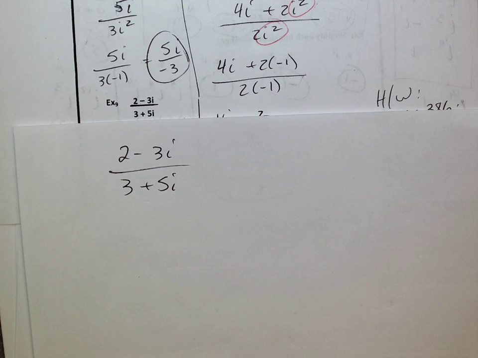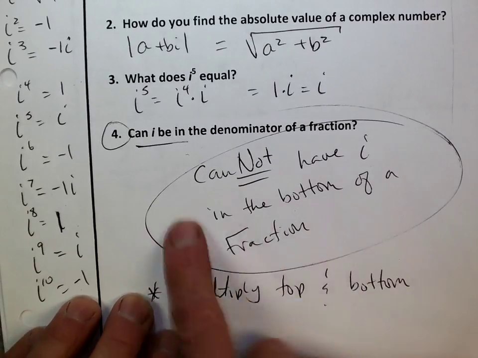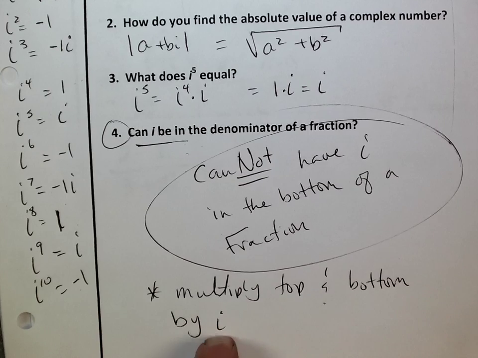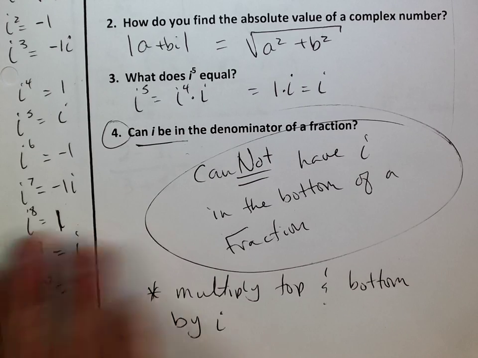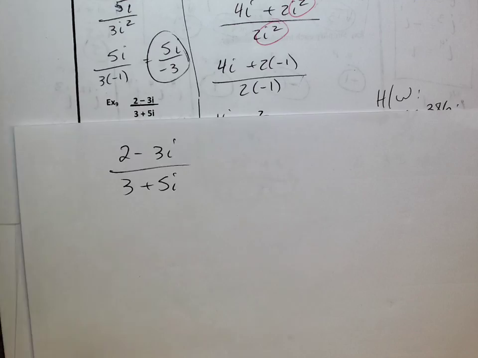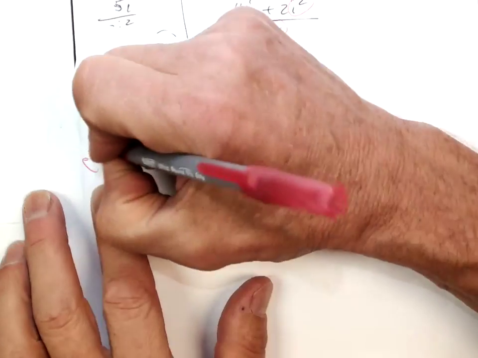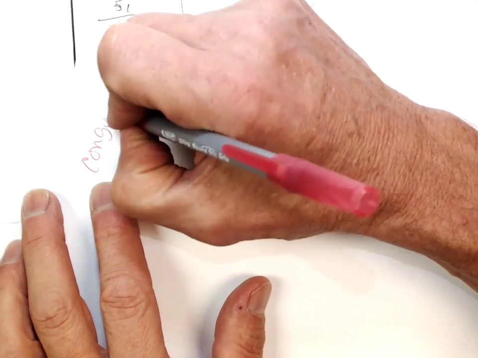Okay, so I have to change what I said. You listening? I got to change it. I didn't lie. I really didn't lie. You still cannot have an i on the bottom. Cannot. And we are going to multiply top and bottom, but we're going to do it a little bit differently. With this one, we're going to multiply by a thing called the conjugate. Okay, what the heck is the conjugate?